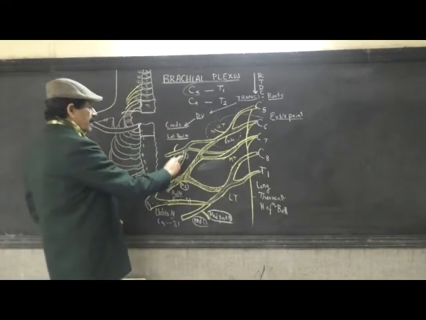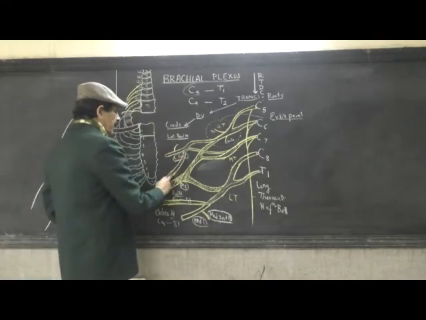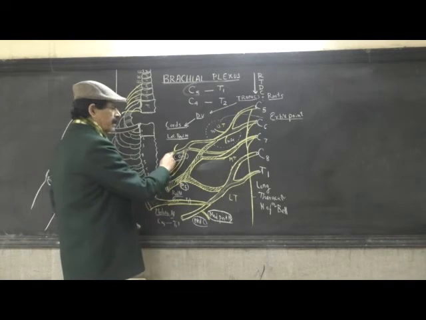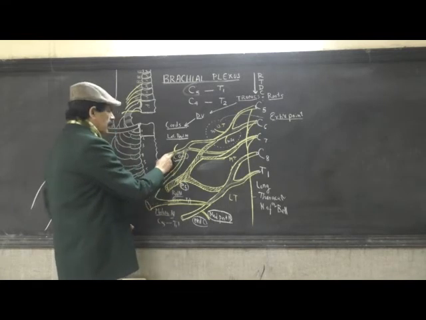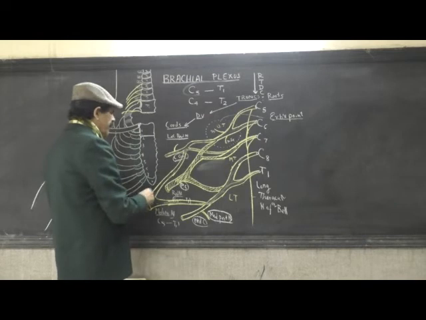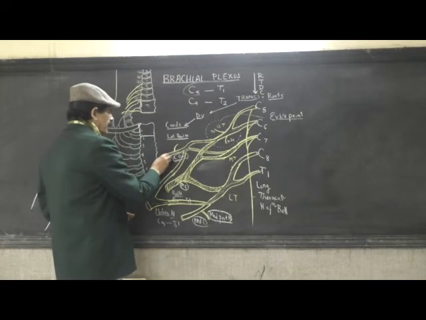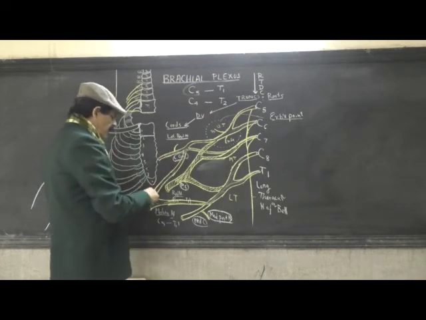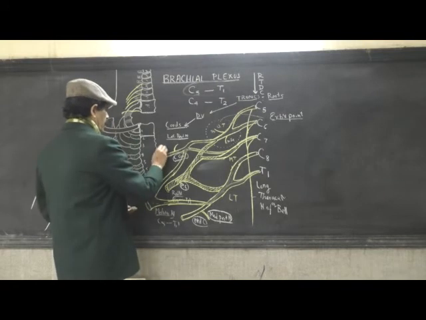Then after giving the lateral root of the median nerve and lateral pectoral nerve, now this lateral cord is continued as the musculocutaneous nerve.